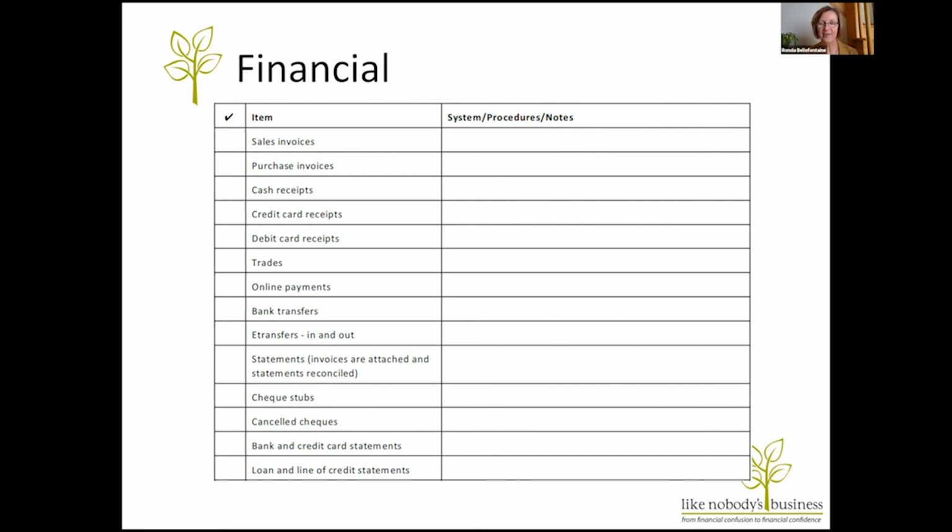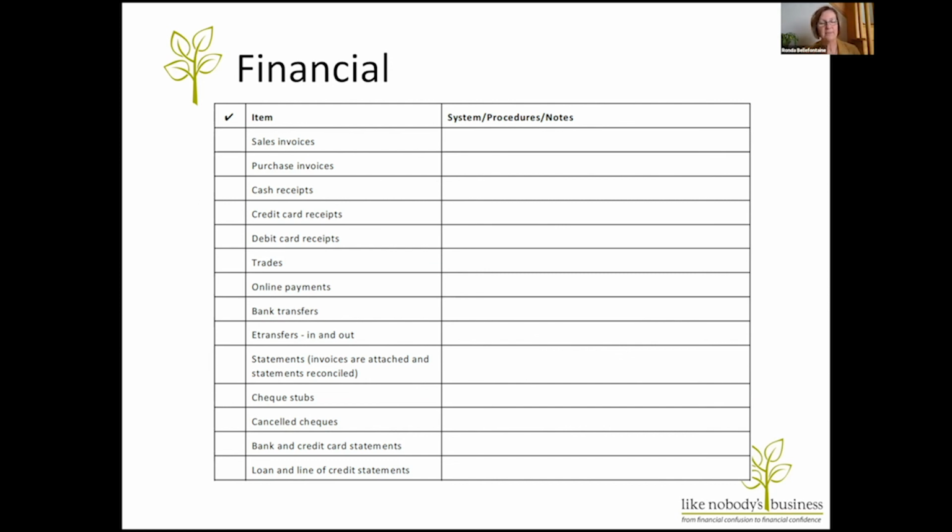Check stubs are another really important piece of information if you don't have canceled checks. And again, my husband is fairly well trained. You need 3 pieces of information. Who did you write the check to? What date did you write it? And what amount? So for those of you who handwrite checks and leave this information off the check stub, I really encourage you to develop a new habit of putting that information in.